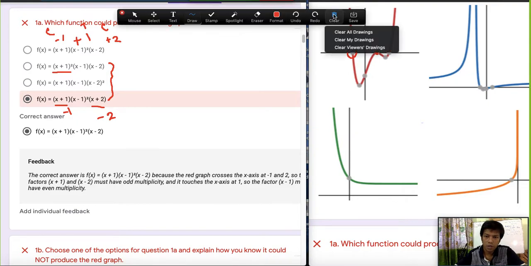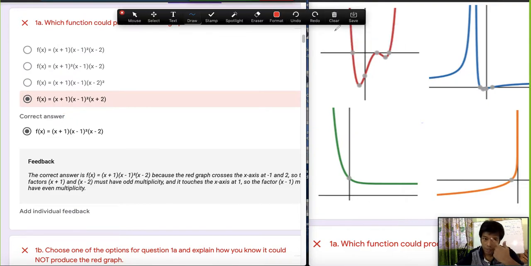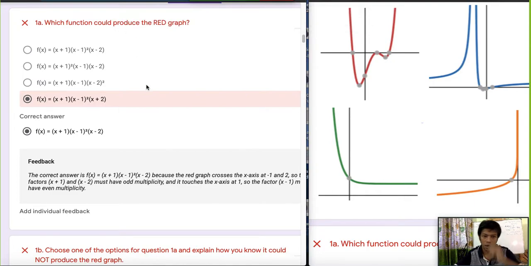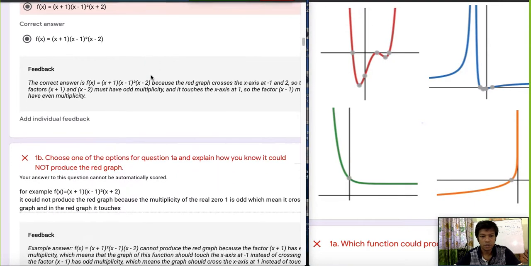So basically, of course, only one of the options is correct, all other options are wrong. So in this case, our correct answer is this one. Our correct answer is this one. Now come to the next one, next graph.